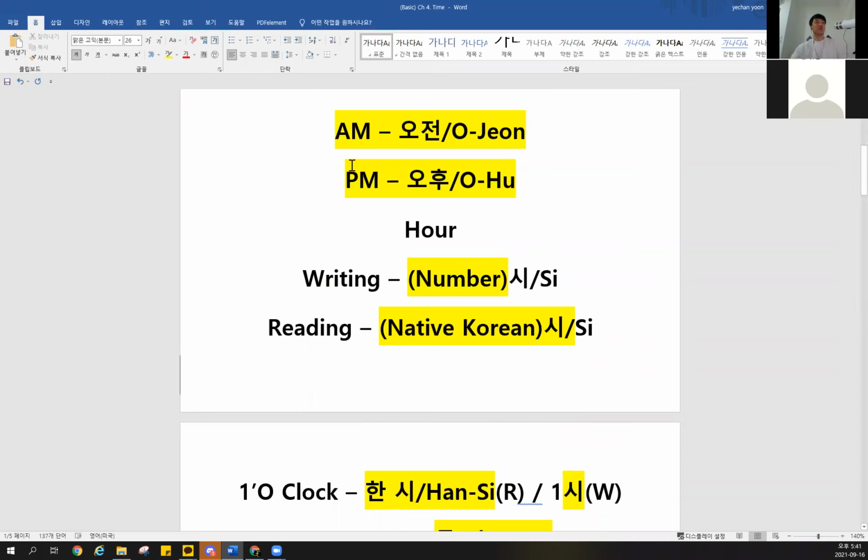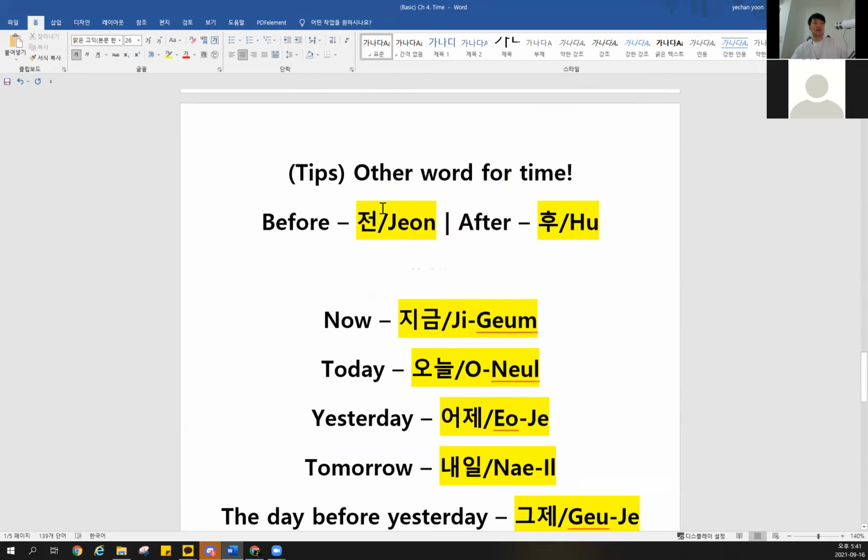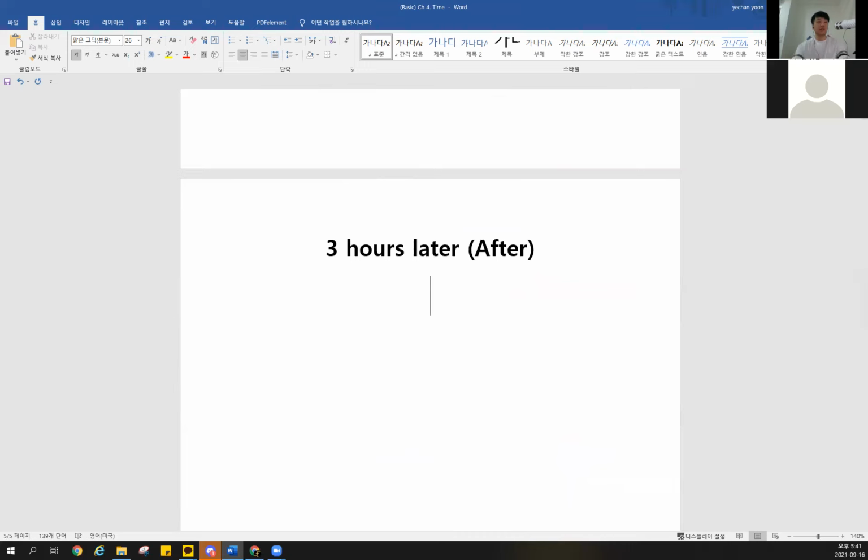If you're only counting the hour, you can use 시간. 시간. This is also the word for hour. Okay, so let's say if you want to say 3 hours later, then how can you say 3시간 후. Because this is only about hours, right? There's no minutes. There we go, like that, Sabrina. So like 3시간 후. This is going to be all right.